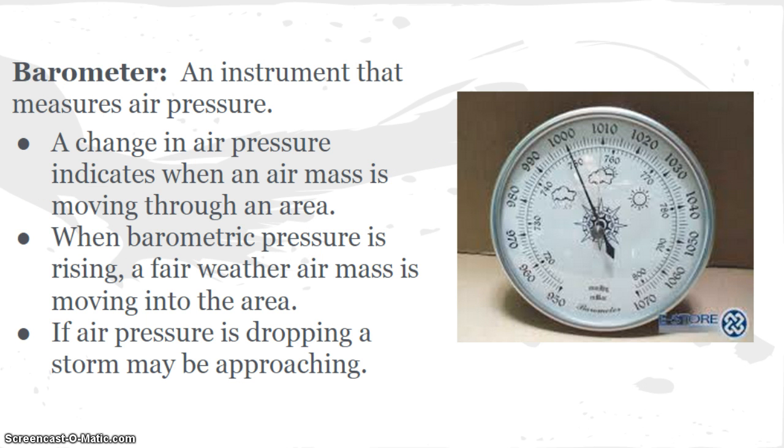A barometer is the second instrument that we'll be using. It's basically an instrument that measures air pressure, and when we see a change in air pressure, it usually indicates when an air mass is moving through an area. When the barometric pressure is rising, a fair weather air mass is moving into the area, because remember that the higher the pressure is, usually we have fair weather. If the air pressure is dropping, a storm may be approaching. So the lower pressure moving in usually indicates a weather change.